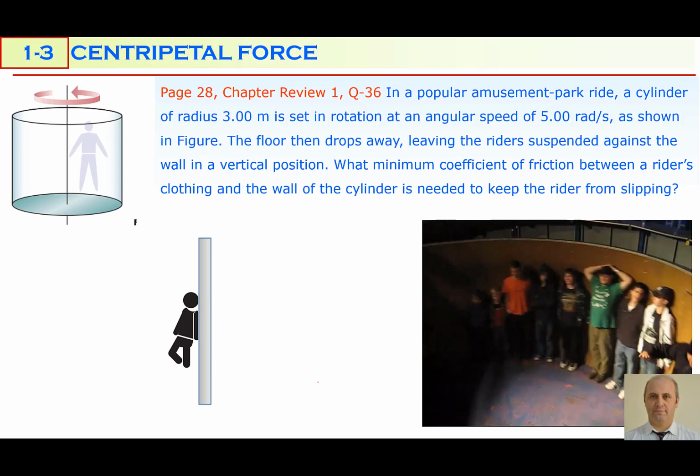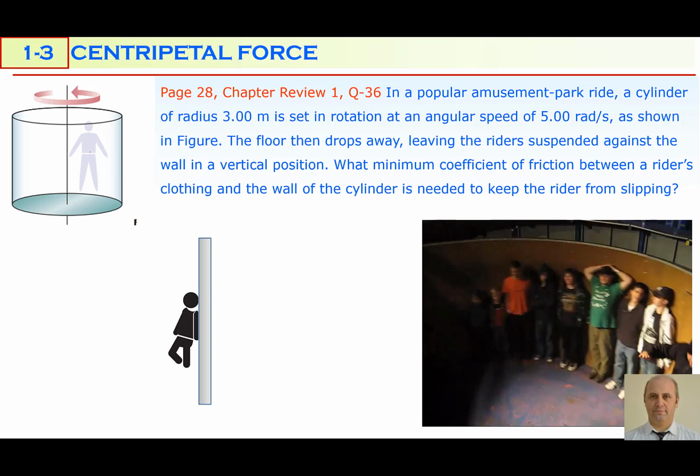The floor then drops away, leaving the rider suspended against the wall in a vertical position. What minimum coefficient of static friction between the rider's clothing and the wall of the cylinder is needed to keep the rider from slipping? Now this is the cylinder.